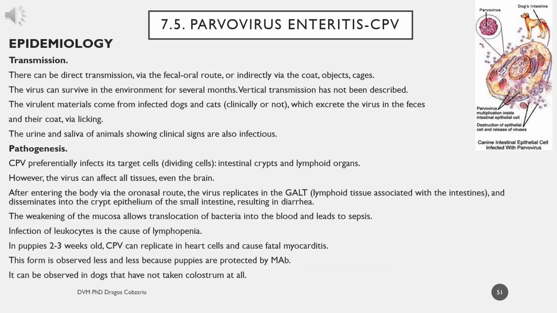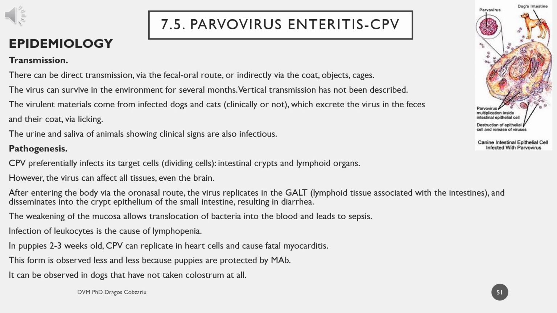Transmission. There can be direct transmission, via the fecal-oral route, or indirect transmission via the coat, objects, cages. The virus can survive in the environment for several months. Vertical transmission has not been described. The virulent materials come from infected dogs and cats, clinically or not, which excrete the virus in the feces and their coat, via licking. The urine and saliva of animals showing clinical signs are also infectious.